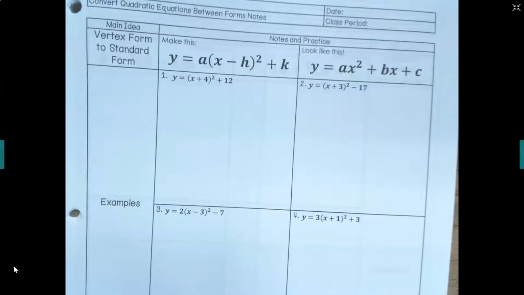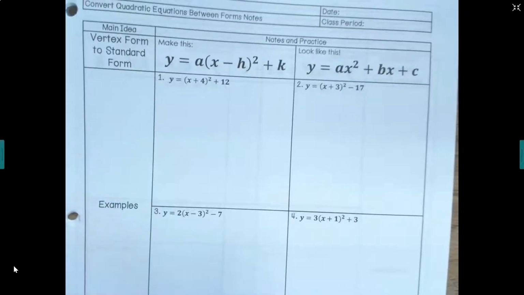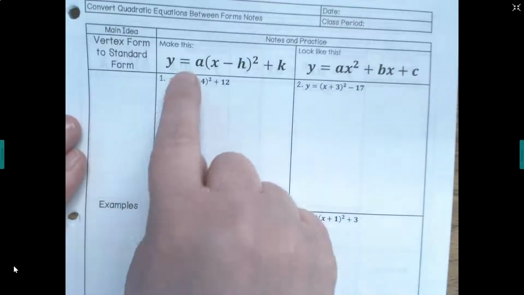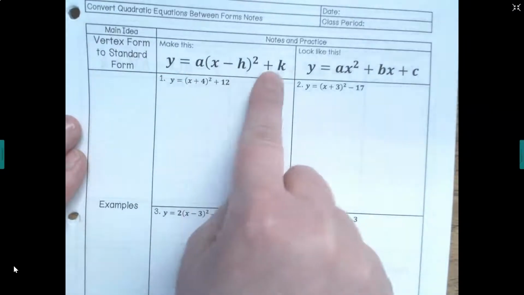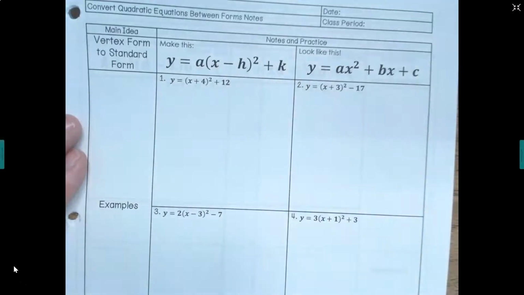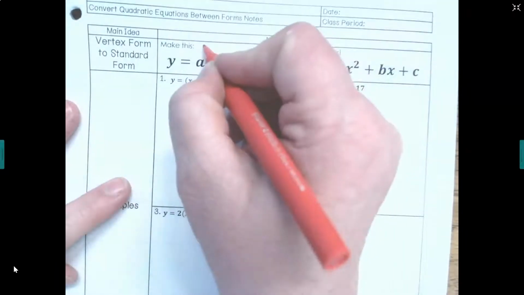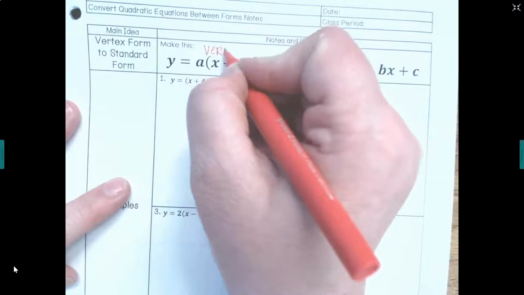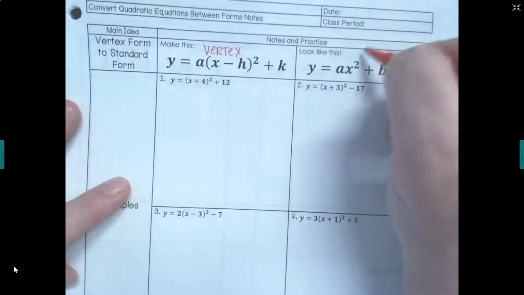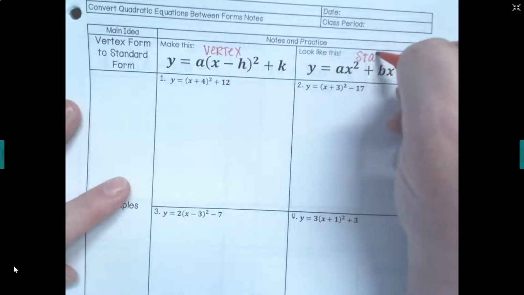Welcome to this video on converting between forms of quadratic equations. By the end of this video, you should be able to rewrite a standard form quadratic equation as vertex form and rewrite vertex form quadratic equations in standard form. Alright, so here's the idea in general. Given a form, so this is a vertex form, you want to rewrite this to make it look like standard form.